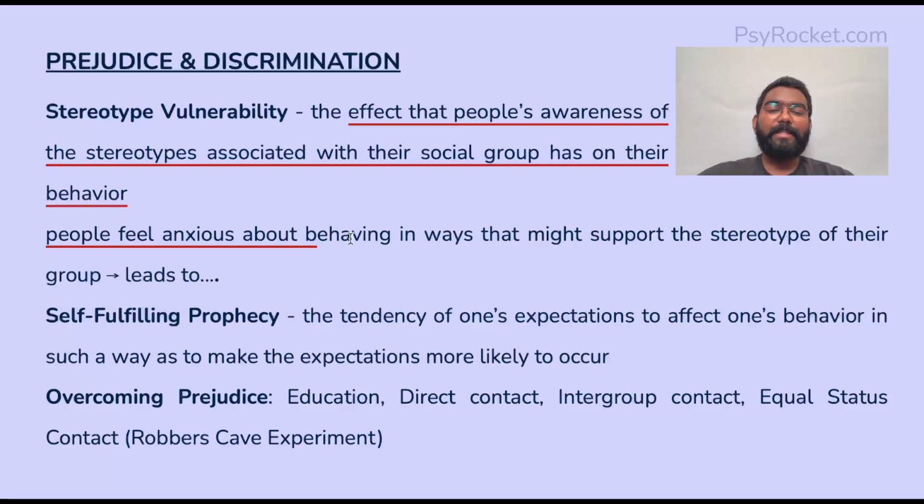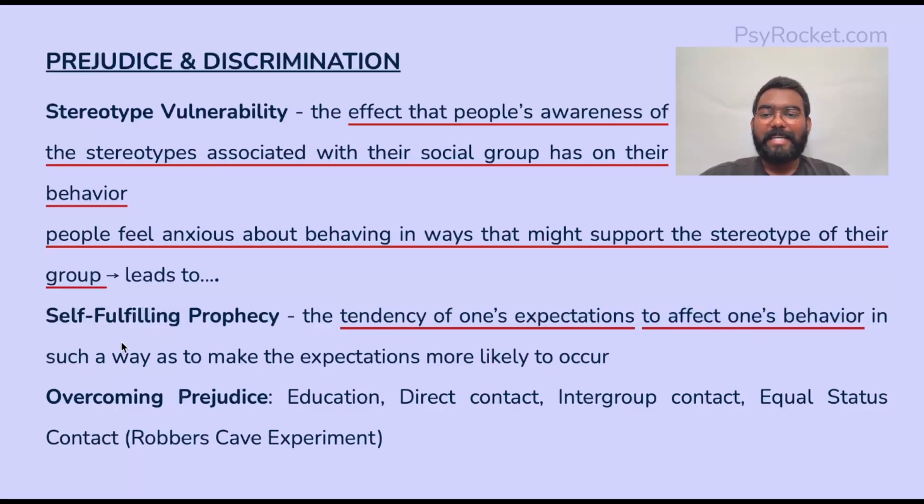When they compared the results of both groups, those who got reminded of the stereotype that women can't drive safely had more accidents in that game when compared to the other group. Why? Because people feel anxious about behaving in ways that might support the stereotype of their own group, which leads to self-fulfilling prophecy. Self-fulfilling prophecy is nothing but the tendency of one's expectations to affect one's behavior in such a way as to make those expectations more likely to occur.